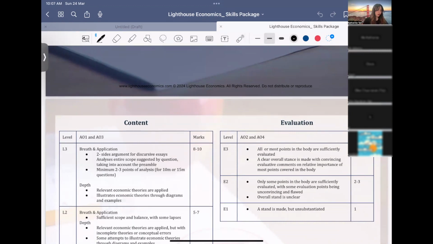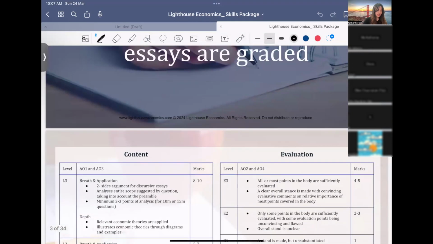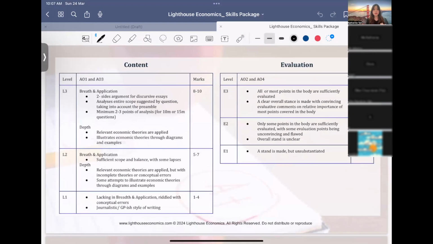Okay, so how your essays are graded? Your essays are graded in two main components. One of them is content and one of them is evaluation. A lot of people ask me what's the difference between the 10 mark and 15 mark questions for essays. They are mostly going to be the same. It's just that the extra 5 marks for 15 marks comes from evaluation.